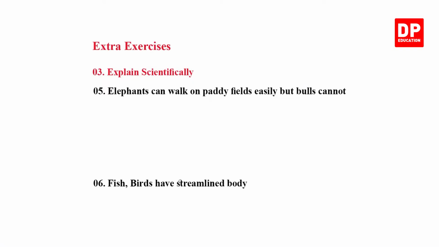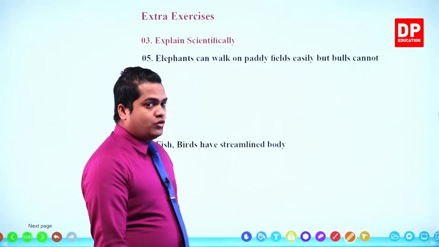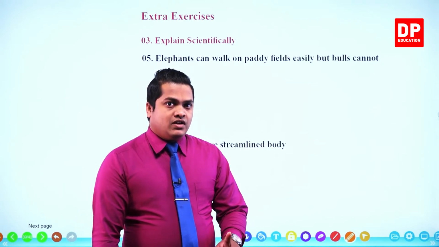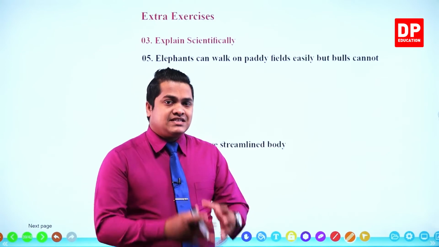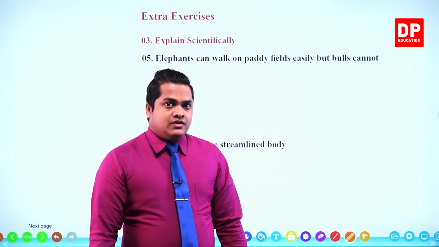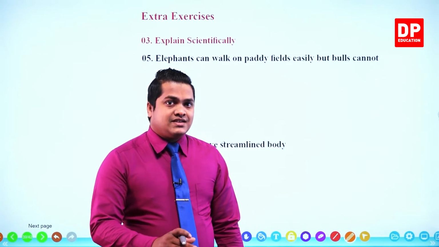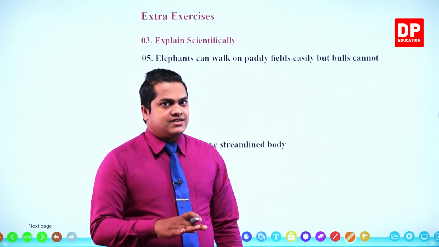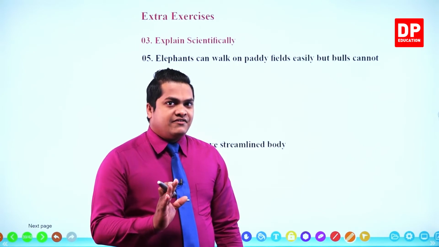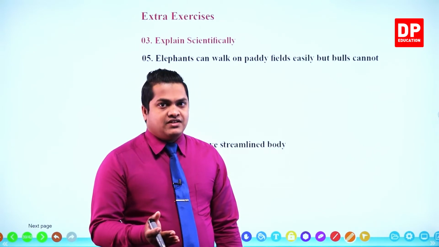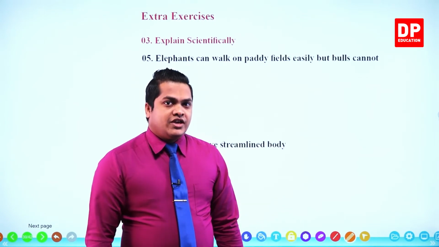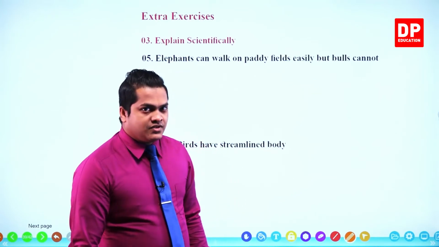Right. Elephants can walk on paddy fields easily, but bulls cannot. You know that elephants have broad surface area on their legs. However, bulls have less surface area. So therefore, bulls are exerting more pressure, while elephants are exerting less pressure. So elephants can easily walk on paddy fields, but bulls cannot. Okay, due to that change in the surface area. So we can write the answer.